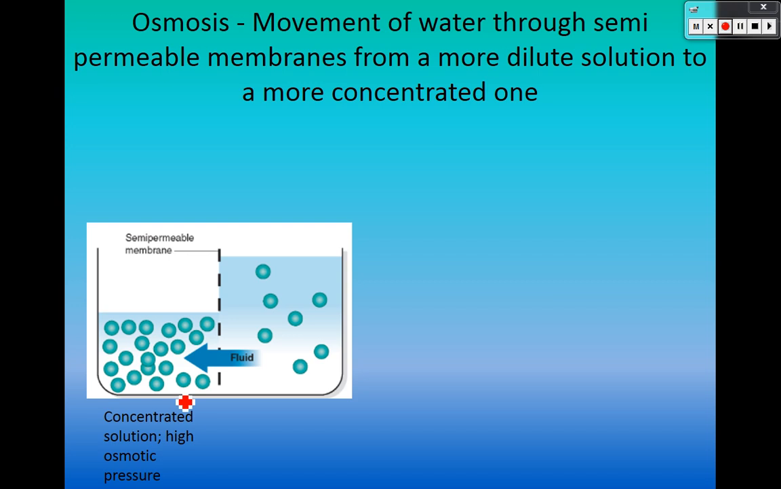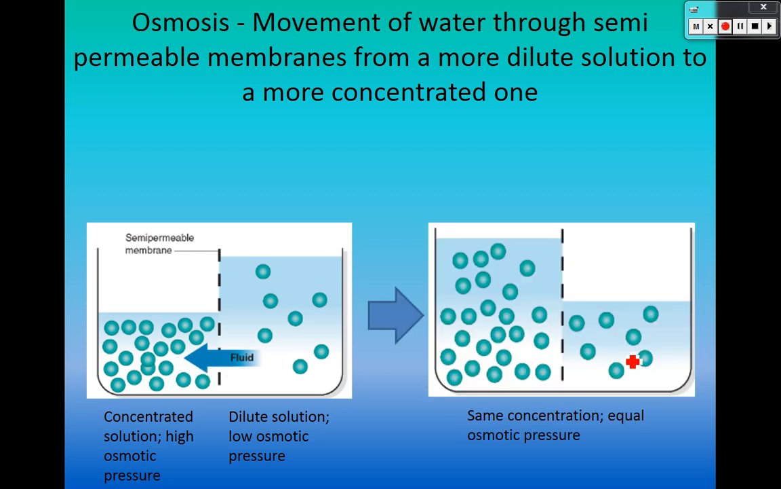So here, I have a concentrated solution, and that's going to be high osmotic pressure because there's a lot of stuff in that water. Here I have a dilute solution, the opposite of concentrated, and I've got a low osmotic pressure. So the water is going to move from more dilute to more concentrated. So I get this system here, where now I have the same concentration, because water's moved in this direction, and equal osmotic pressure. So that's what happens specifically with the movement of water through semi-permeable membranes.